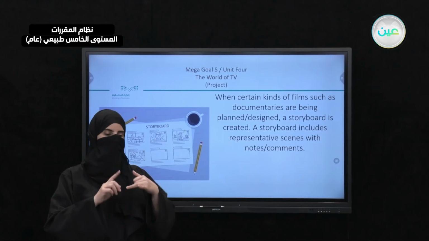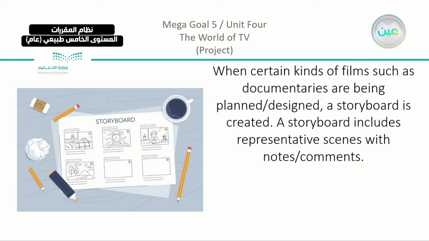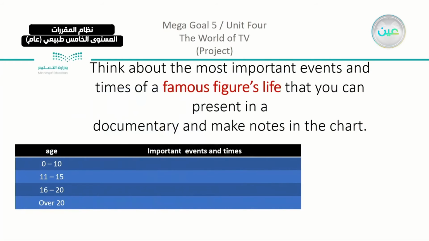So we said, first of all, that we are going to add something about the actions, the actors, and the script. You can also see here that we have something about planning, about designing, and we have here creating, and we are going to represent the scenes that we have in mind. In the book, think about the most important events and times of a famous figure's life. This is just an example that you can present in a documentary and make notes in the chart.